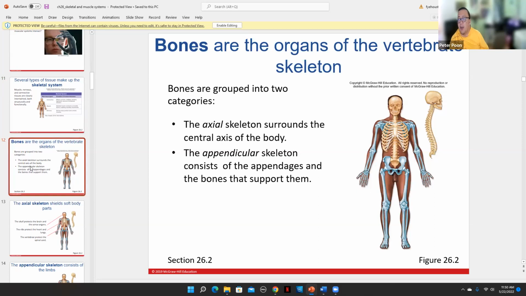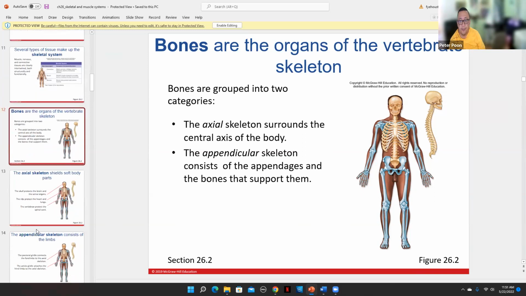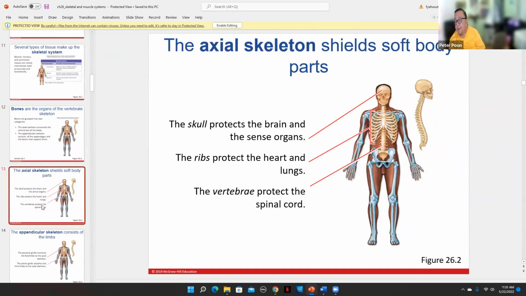Bones are the organs of the vertebrate skeleton. So you have an axial skeleton and an appendicular skeleton. Axial, as in axis, is the major line that runs up and down your body. This is all the stuff in peach color here. And then you have the appendages. The appendicular skeleton supports the appendages: your arms and legs and the girdles that support them.